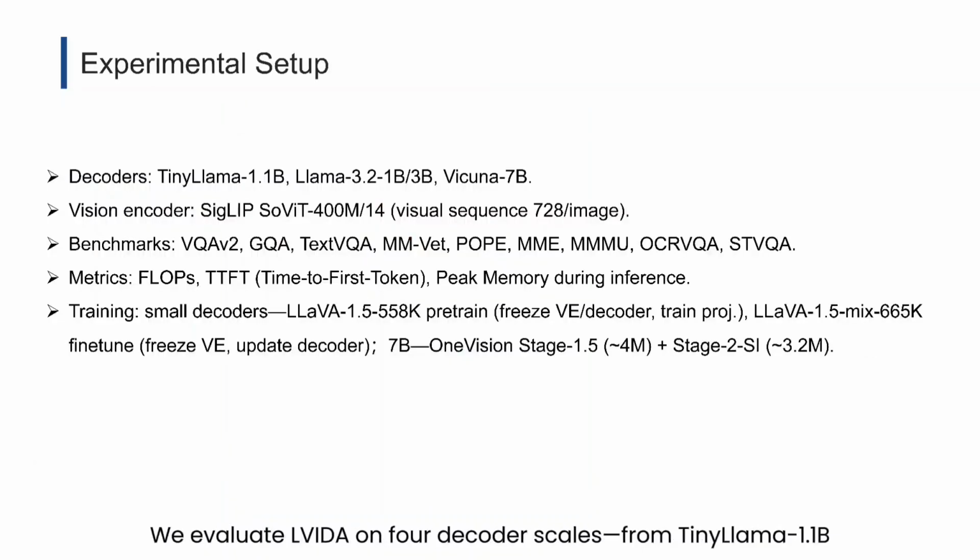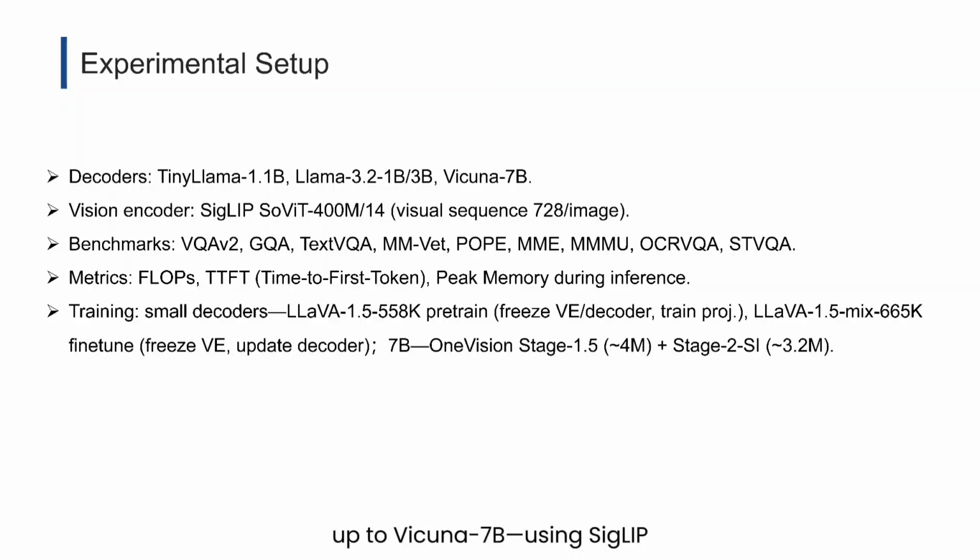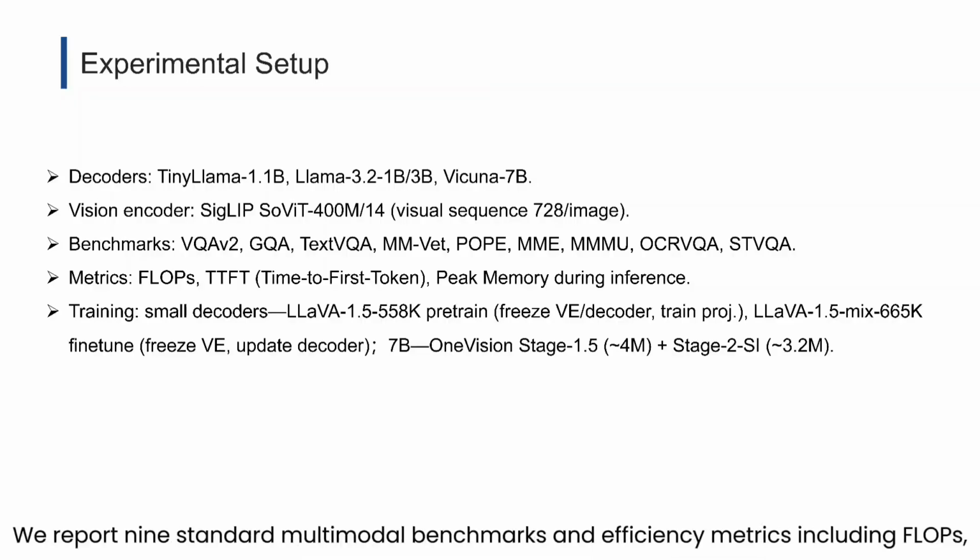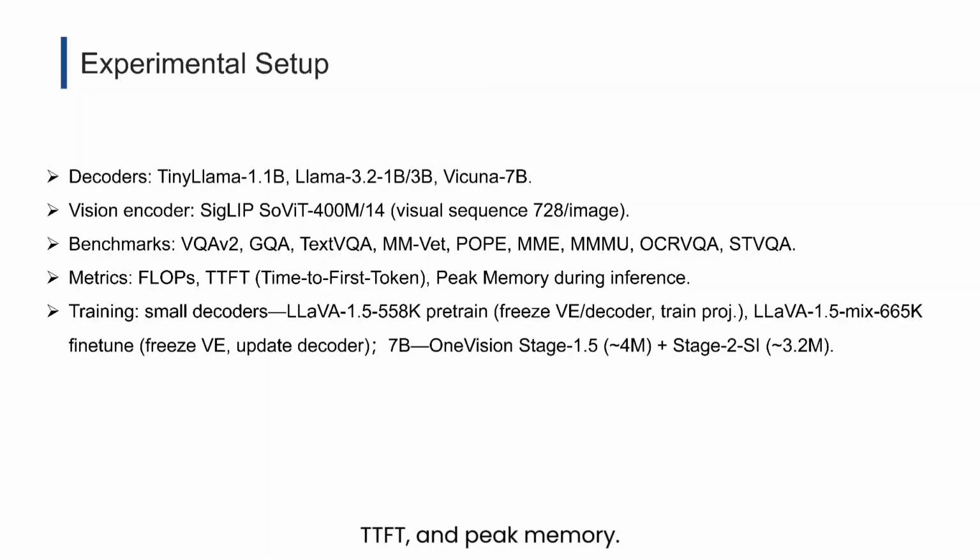We evaluate LVIDA on 4 decoder scales from TinyLlama 1.1B up to Vicuna 7B, using SigLIP SO400M-14, which outputs a 728 token visual sequence per image. We report 9 standard multimodal benchmarks and efficiency metrics, including FLOPs, TTFT, and peak memory. Training follows LLaVA data recipes. Smaller decoders use LLaVA 1.5 558K and 665K, with frozen vision encoders, while the 7B model uses LLaVA-style vision stage 1.5 and stage 2 SI.